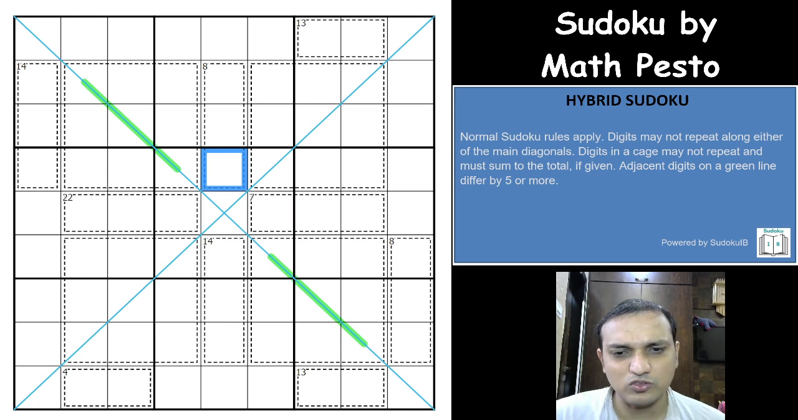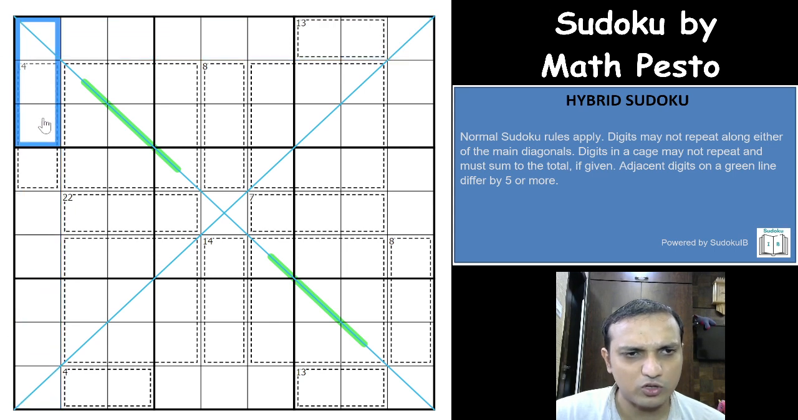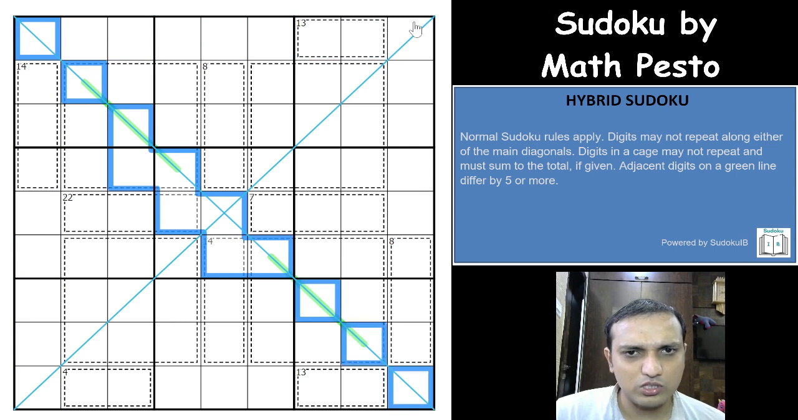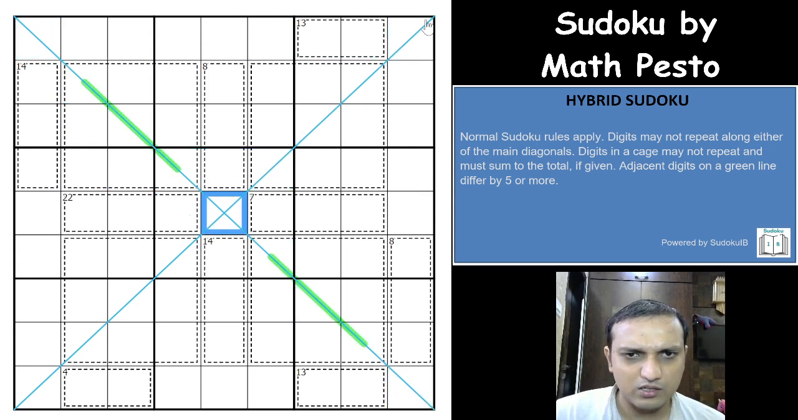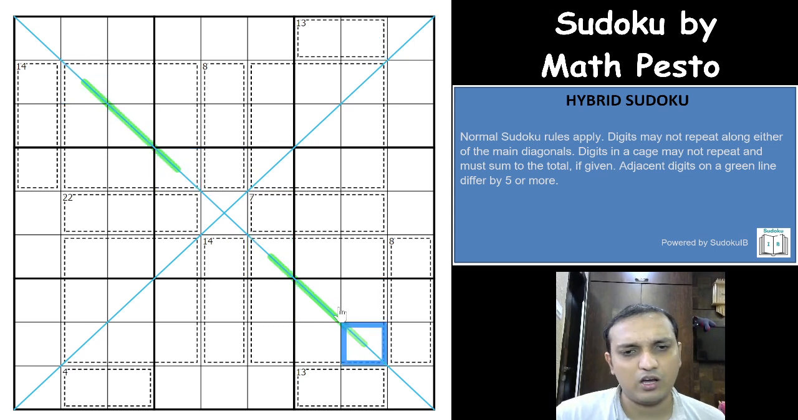Now coming back to this Sudoku. Classic Sudoku rules apply. You need to place digits from 1 to 9 in each row, each column and 3x3 box without repetition. Apart from that, you have two main diagonals in the grid, and each of the diagonals will have numbers from 1 to 9 without repetition. You have green lines that indicate that the difference of two digits that are adjacent to each other on the line will be at least 5. It can be greater than 5 but not less than 5. So adjacent digits on the green line differ by 5 or more.